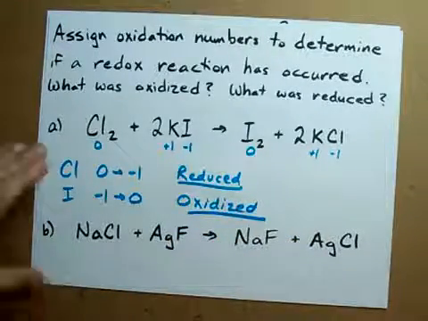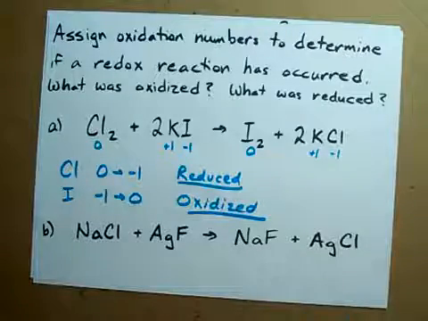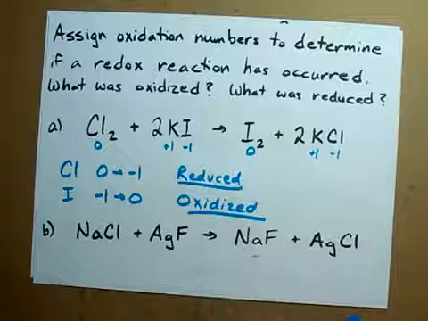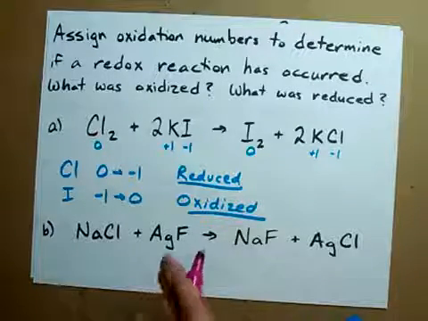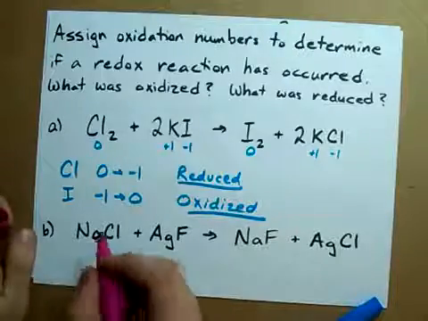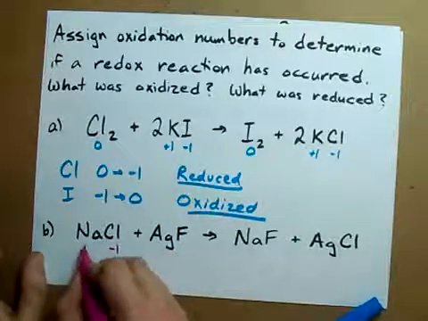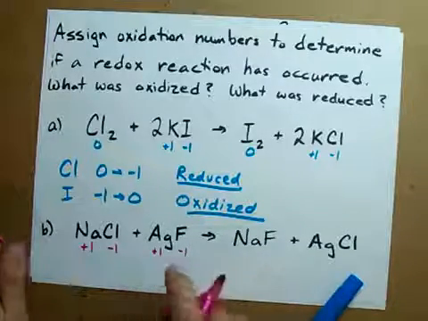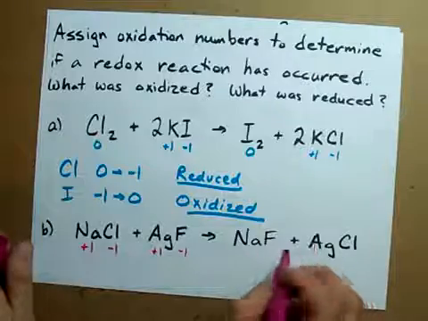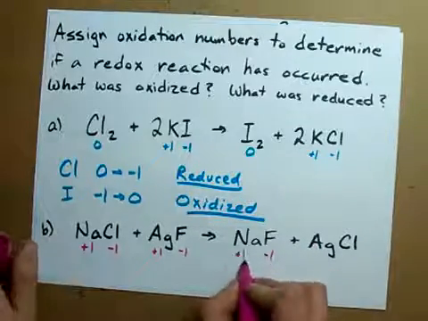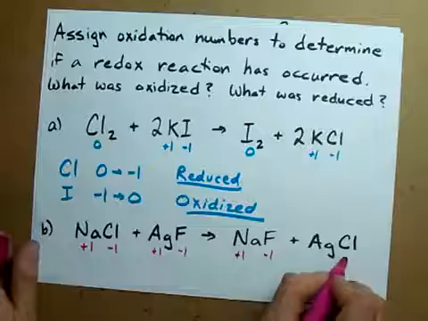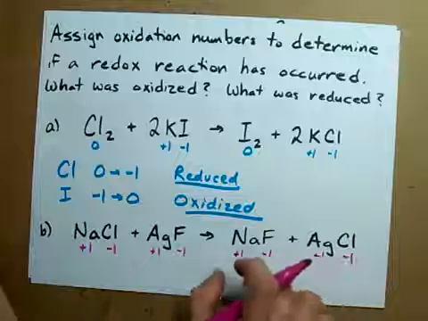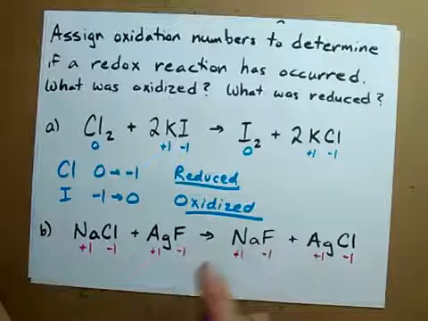Pretty easy. Let's assign oxidation numbers here. No elements, no hydrogen, no oxygen. Well, let's just see what kind of charges these atoms want. Chlorine usually wants -1 and sodium wants +1. Fluorine usually wants -1. Silver is okay with +1. These are all the valences of these atoms, by the way, in case you don't know where I'm getting these numbers.